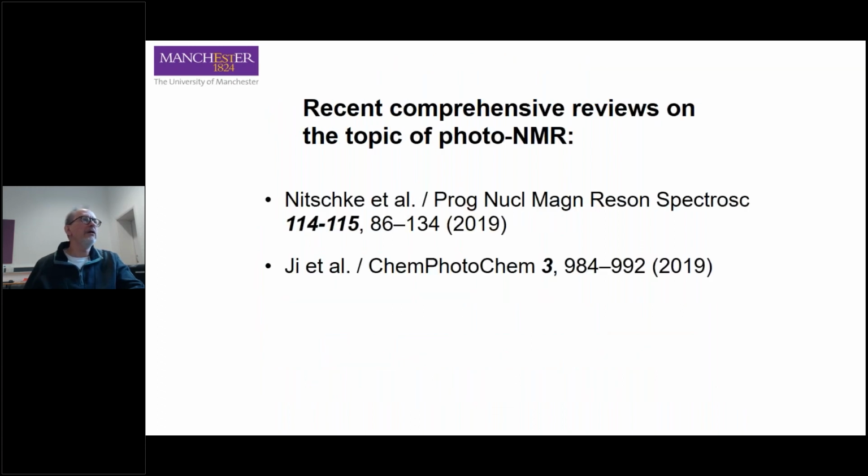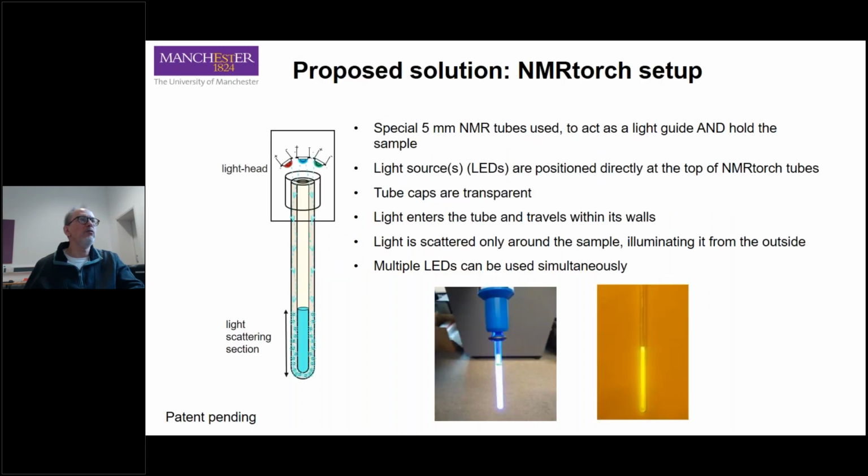So there are excellent comprehensive reviews on photo NMR that were published very recently, which provide further information about the illumination technology used until now, as well as showing multiple useful applications of light-coupled NMR spectroscopy. So we propose an alternative solution to illuminating NMR samples in situ, which we named NMR torch.